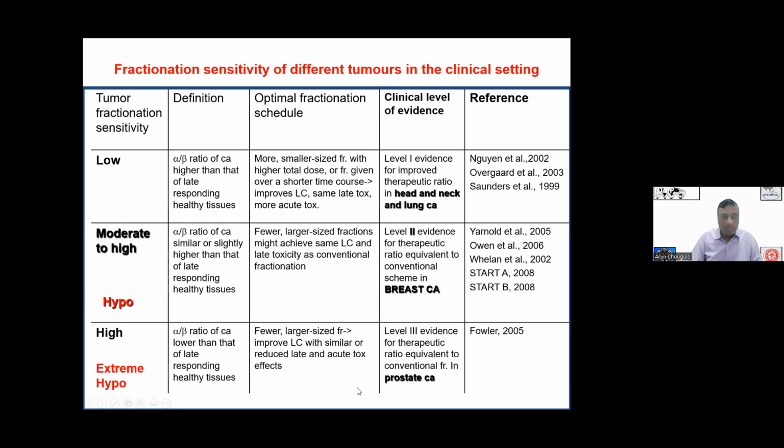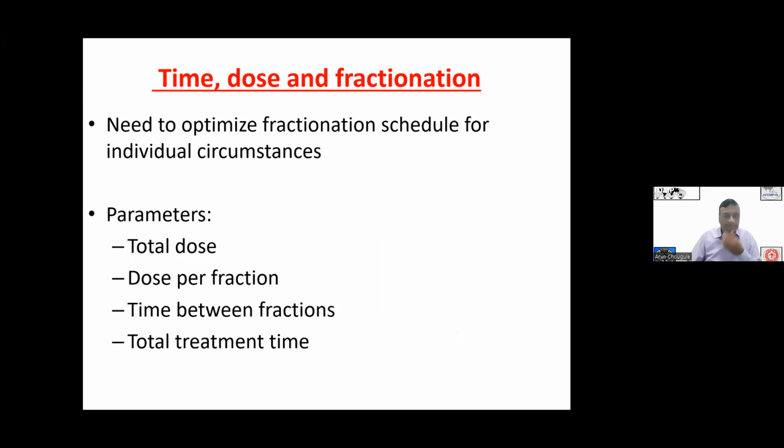And extreme hypofractionation, the alpha by beta ratio of the cancer is much lower than that of the late responding tissue. For example, prostate cancer, where the alpha by beta ratio is 1.5 or 1.8, much lower than the late responding tissue. There we go for extreme hypofractionation, very large doses. Now, we need to optimize the fractionation schedule for individual circumstances, tailor-made.